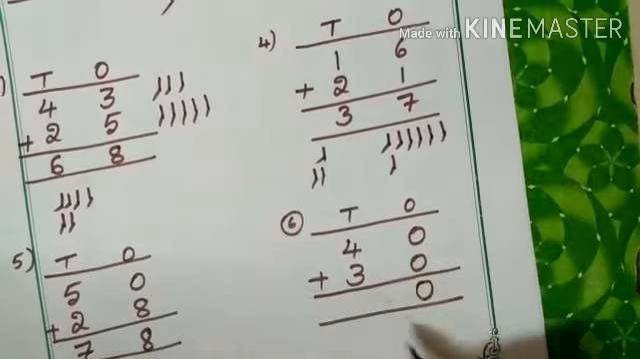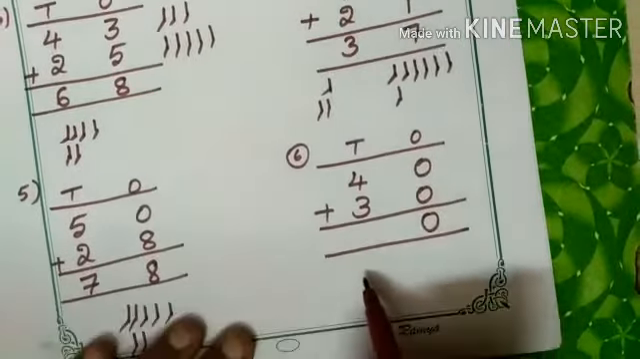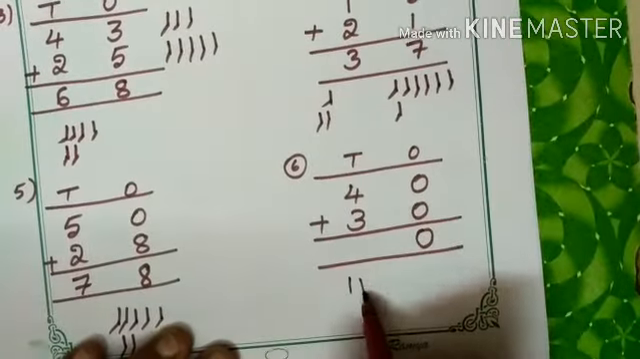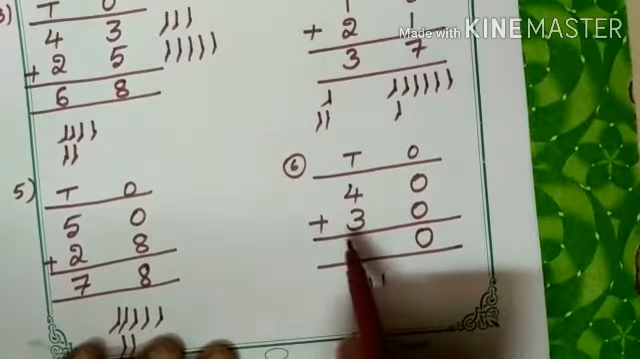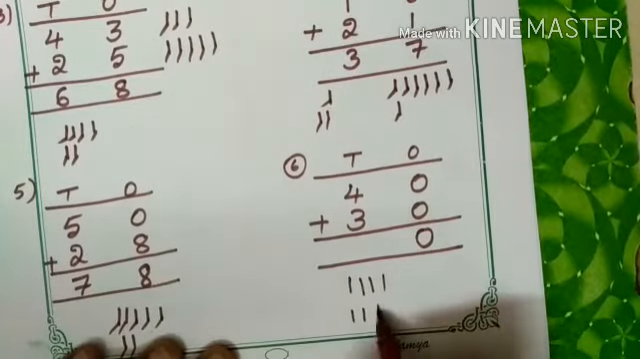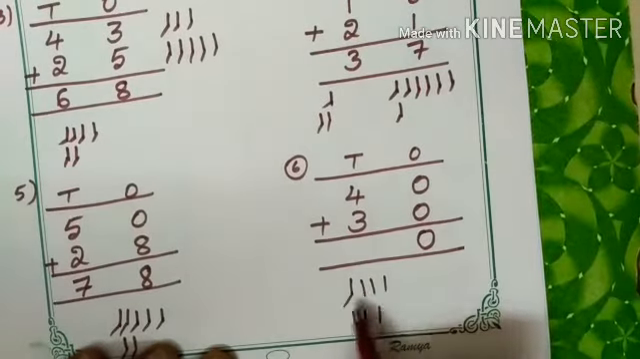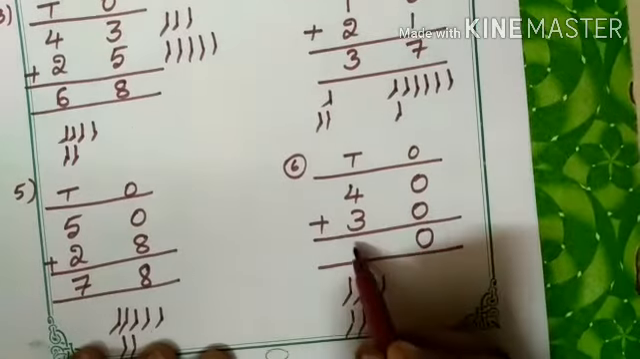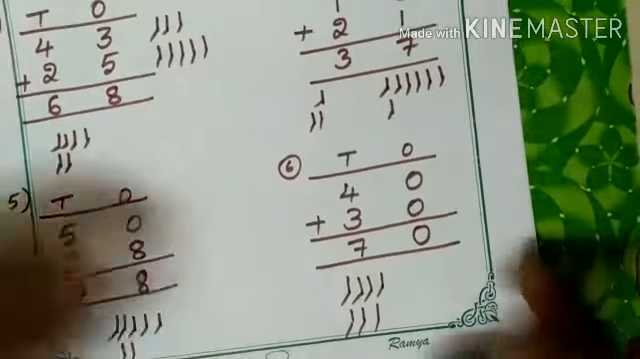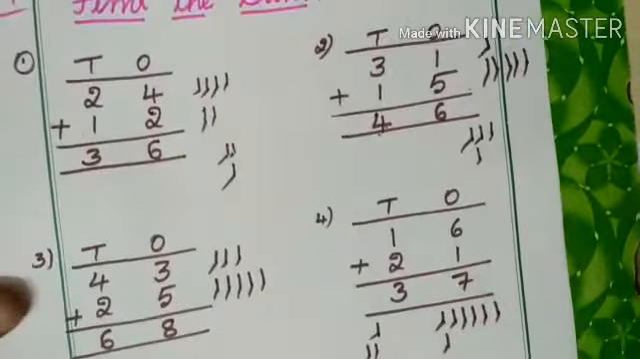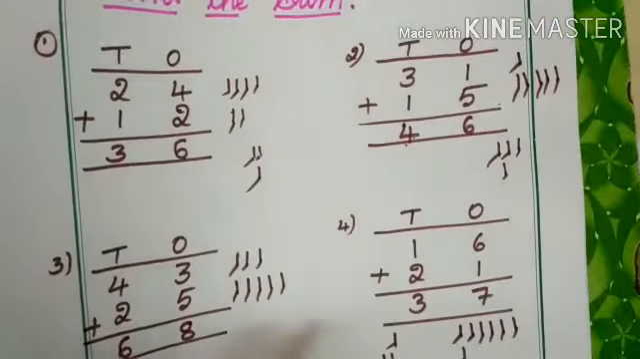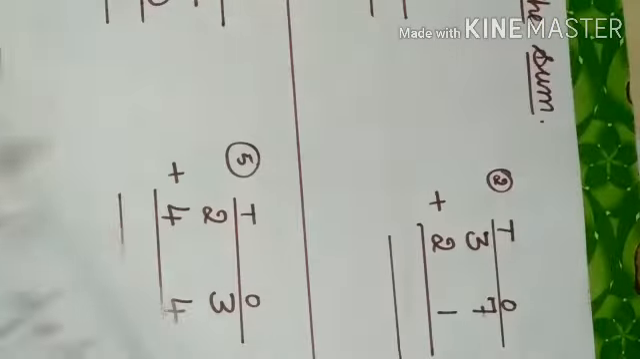Now 4 plus 3. Here you write 4 lines. 1, 2, 3, 4. And write here 3. 1, 2, 3. Now count it all together. How many lines are there? 1, 2, 3, 4, 5, 6, 7. Write here 7. Okay, got it children? How to do? Is it very easy? Yes. Next main.